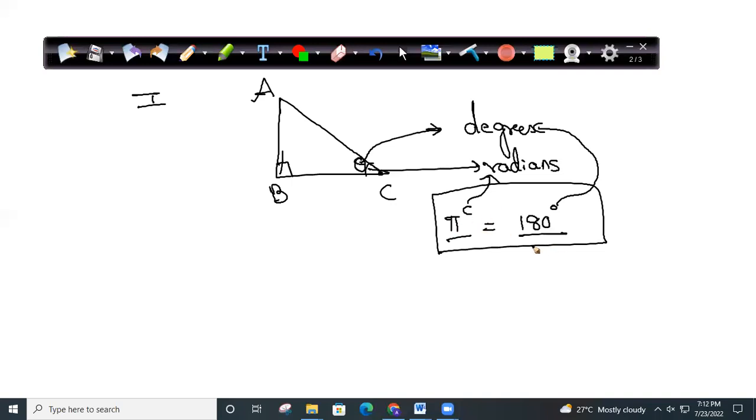Pi radians is equal to 180 degrees. Suppose I ask you what is 210 degrees in radians? Everyone, please type your answer in the chat box. What is 210 degrees in radians?